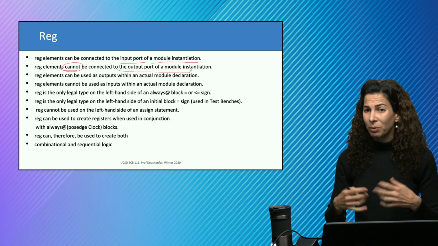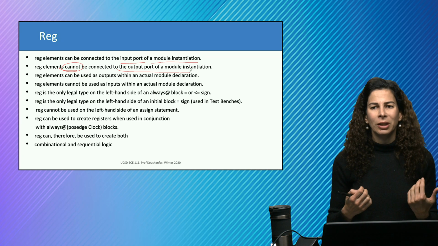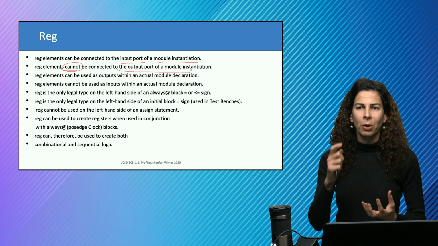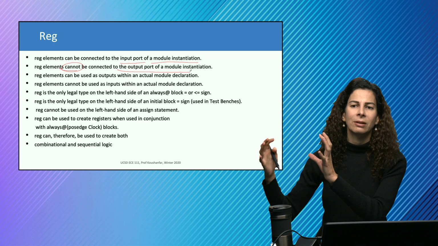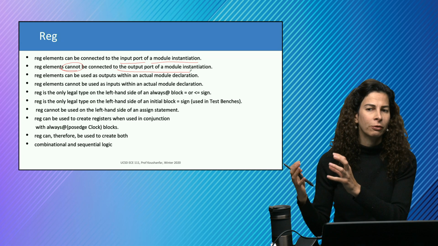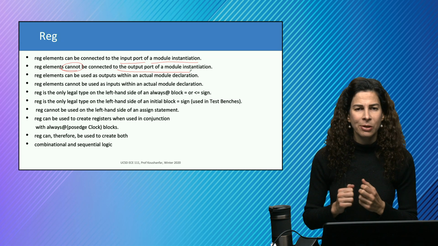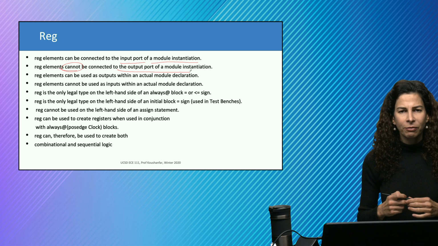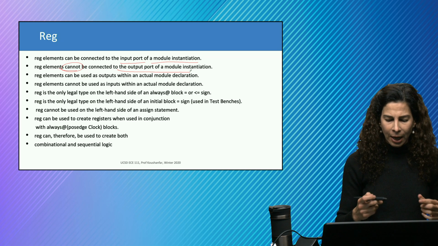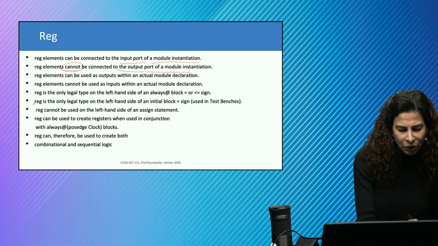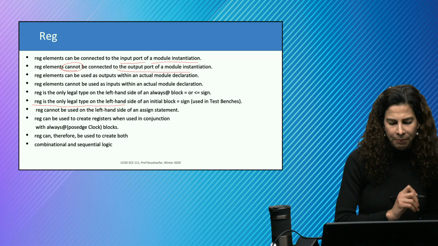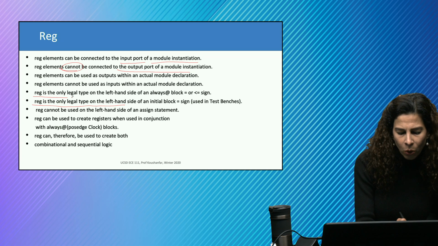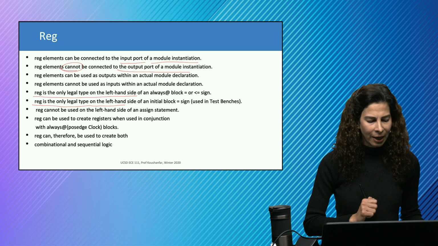And if you remember from what we described earlier, initial and always typically define sequential logic. They could also mean, if you have always @ and a sensitivity list for any of the signals, you could use it to define combinational logic. So registers can be used for creating combinational and sequential logic, but for the initial block, registers are the only legal type on the left-hand side. Even for the always @, this is the only legal type on the left-hand side.